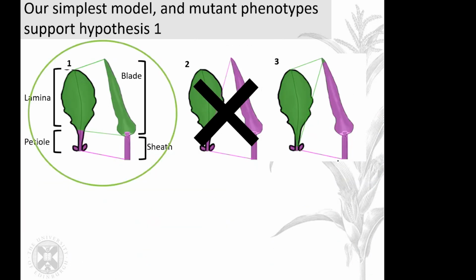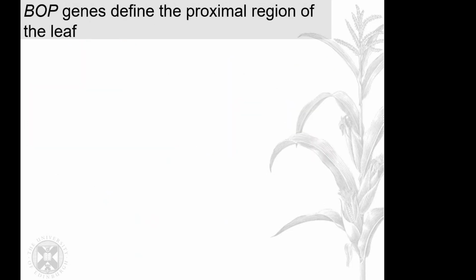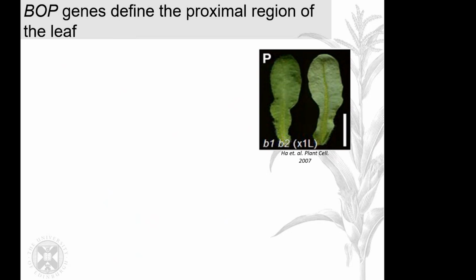So both our simplest model and the mutant phenotype support that hypothesis 1 from the 1850s is potentially the correct homology model. We then said, okay, well, that's using something that we based the models on, because we know about the WOX mutants, but what about something that we haven't based the models on? What we turned to was a mutant called blade-on petiole, and as its name suggests, it doesn't have any petiole in Arabidopsis. So they have these very elongated leaves, but they have no petiole in the base.